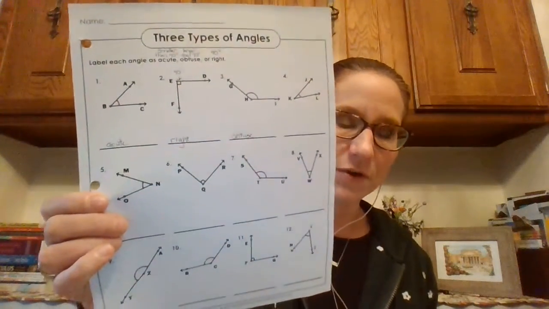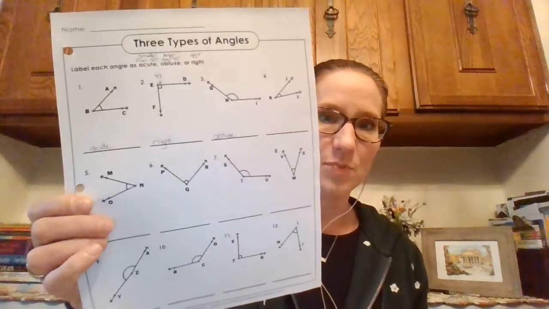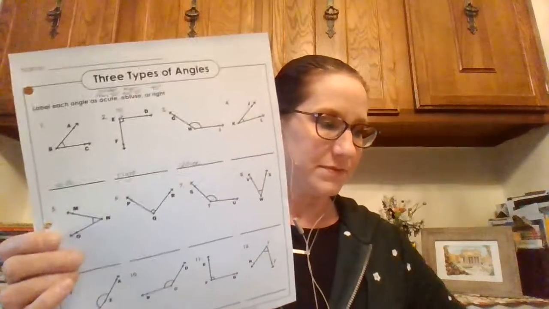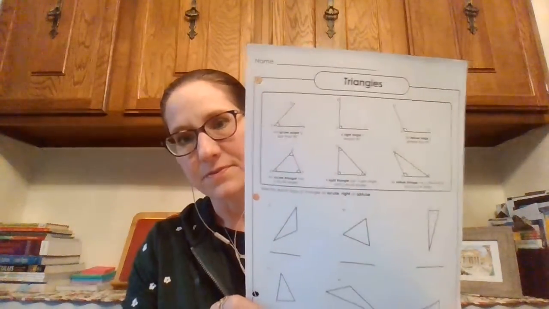Today for math, we're going to talk about 3 different types of angles, and then we're going to talk about 3 different types of triangles. So you will need this page, and I've already written some answers on it to help you out, and this page from your packet. So those 2 pages we're going to go through. It's going to be pretty quick.